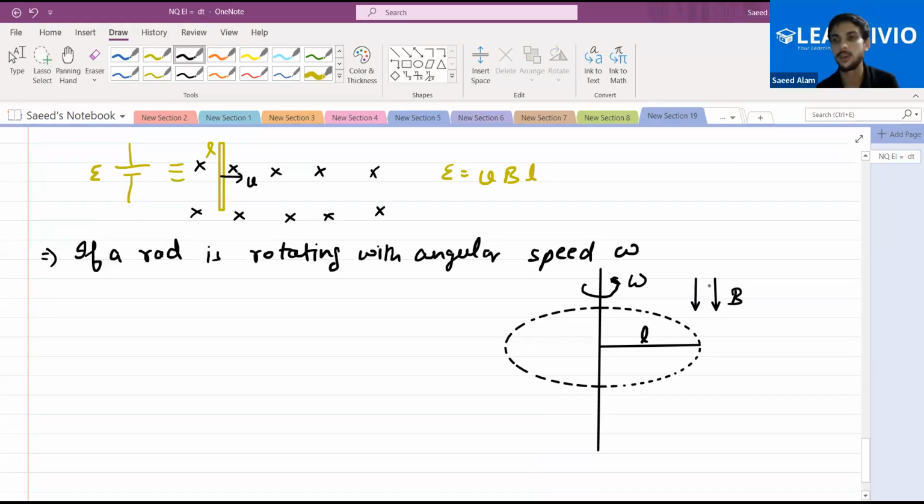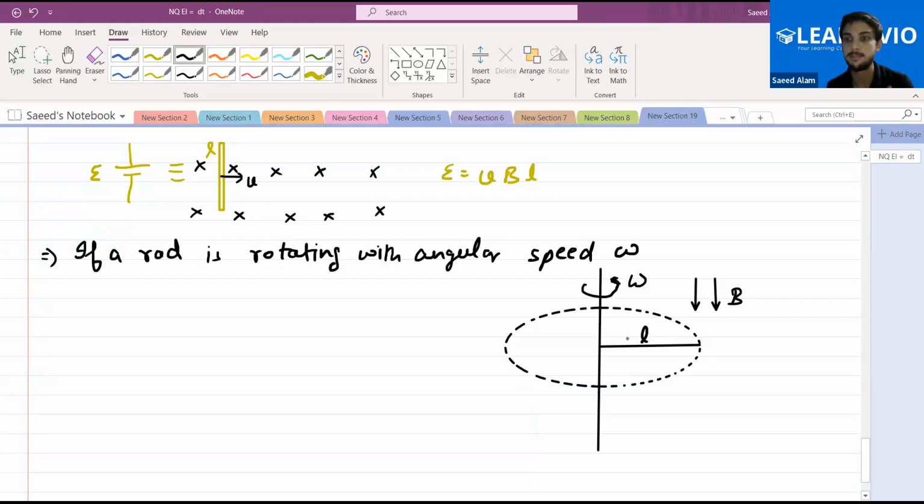What is going to happen if I take the B in the upward direction? Only the direction of the EMF induced will change. The magnitude is not going to change. If I change the magnetic field, only the direction is going to reverse. Understood? So you need not worry about the direction of B. That doesn't matter a lot till the time we are not concerned about it. So this is going to happen.